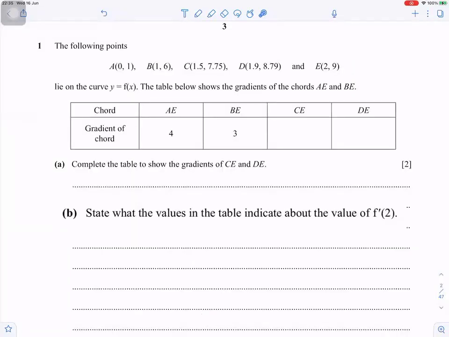The following points, A, B, C, D, and E, lie on the curve y equals f of x. Part A, complete the table to show the gradients of CE and DE. And then part B. You can pause now and try the work and come back later to check your answers.